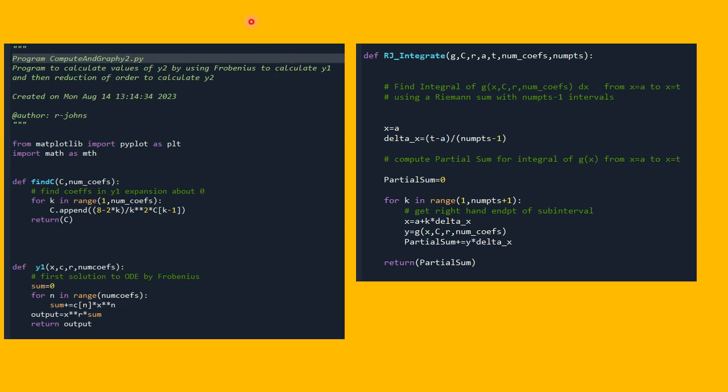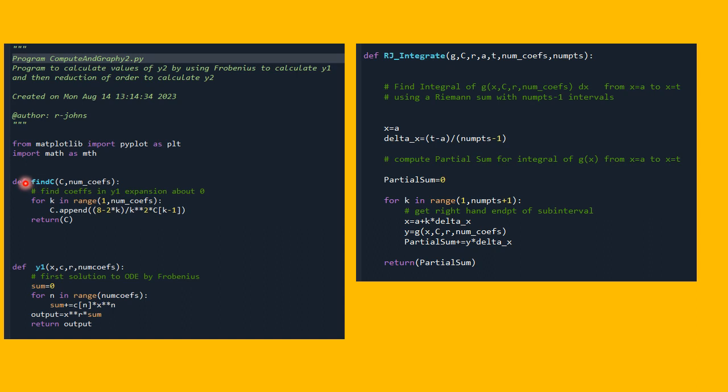So here is the beginning of the program written in Python for reduction of order of the differential equation and the solution for y2. Notice that we have from matplotlib import pyplot as plt. We need to import this for our plotting. Import math as mth. Math is another Python library that helps us to compute functions such as the exponential or the sine, cosine, those sorts of things.